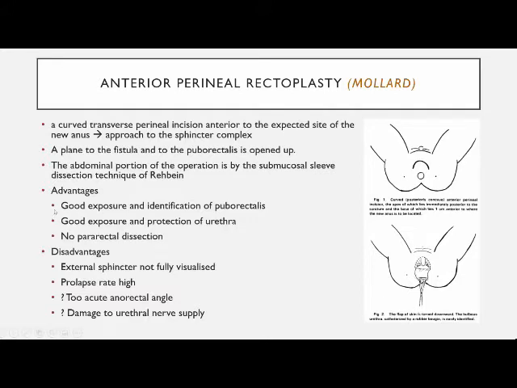Advantages are good exposure and identification of the puborectalis and protection of the urethra. There is no pararectal dissection involved. Disadvantages are that again the external sphincter is not fully visualized, the prolapse rate is high, and it is known to cause a very acute anorectal angle and possible damage to the urethral nerve supply.